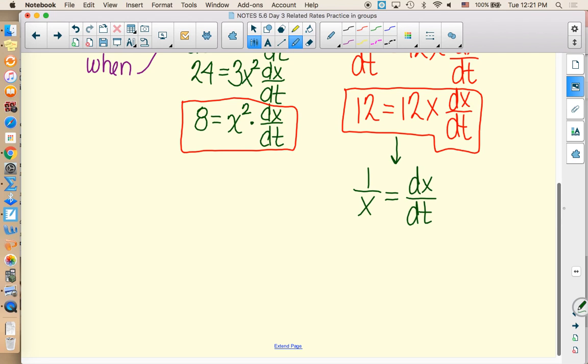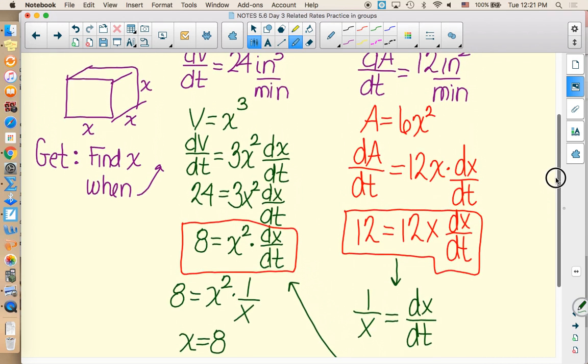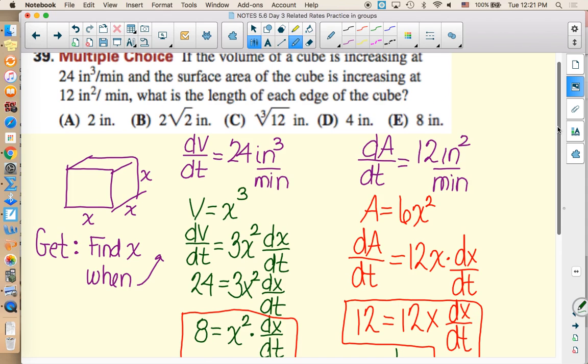So I'm going to do this by substitution and come up here and say, oh, well, then at that same instant, x squared times the rate of change of x at that instant is 1 over x. I get that x is 8. So at the time when the side length is 8, that is when those two would have those equivalent rates of change. I don't need to solve for dx/dt because the only part of the question was, what is the length of each side of the cube?